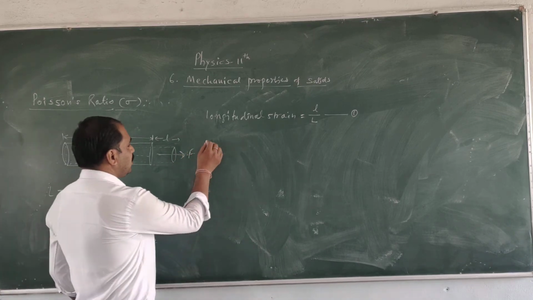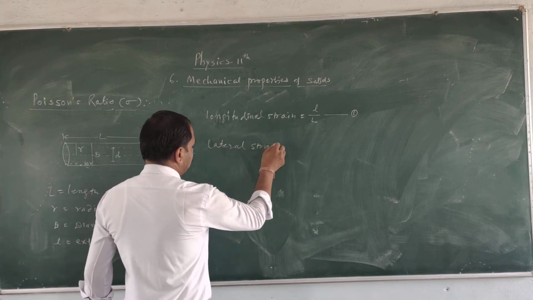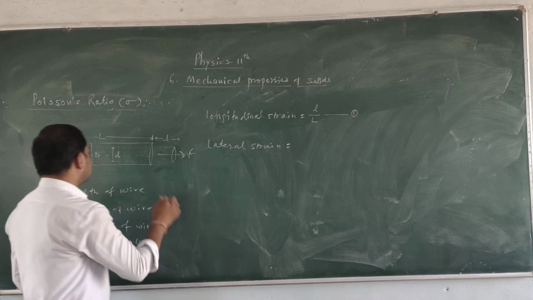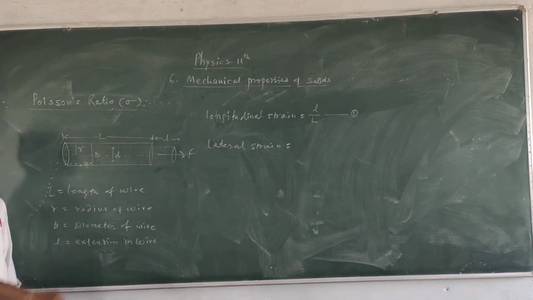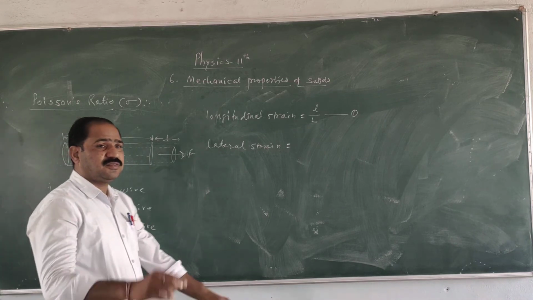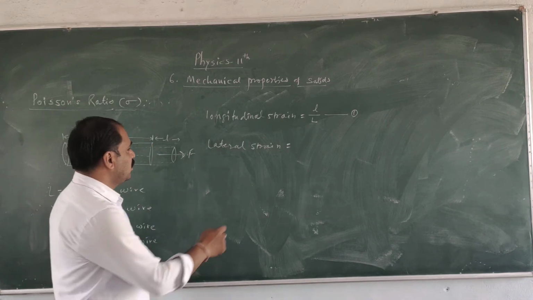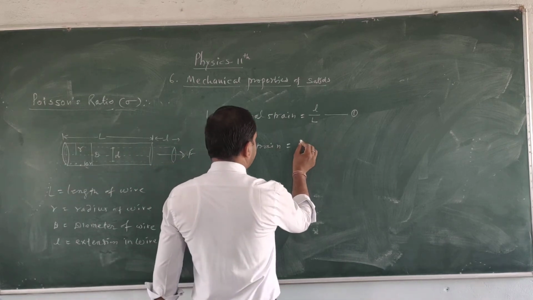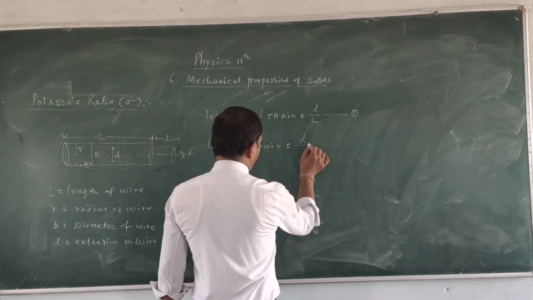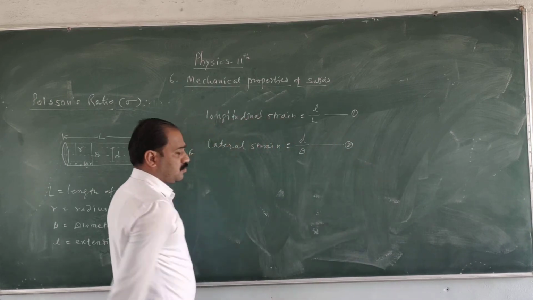So here the lateral strain is given by, that is lateral is concerned with the perpendicular direction. अप्लाइड फोर्स के परपेंडिकुलर डायरेक्शन में क्या हो रहा है, इसका कॉन्ट्रैक्शन हो रहा है, इसका डिक्रीज हो रहा है, डायमीटर में. Lateral strain is equal to change in diameter upon original diameter capital D. This is your equation number 2.